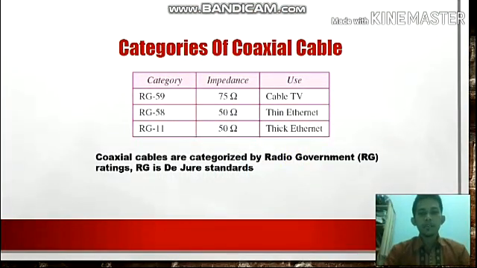Categories of coaxial cable. There are 3 categories of coaxial cables. First one, RG59 with impedance 75 ohm, and it can be used in cable TV, and RG58 with impedance 50 ohm, and it can be used in Ethernet, and RG11 with impedance 50 ohm, and it can be used in thick Ethernet. Coaxial cables are categorized by radio government or RG ratings. RG is the dual standard.